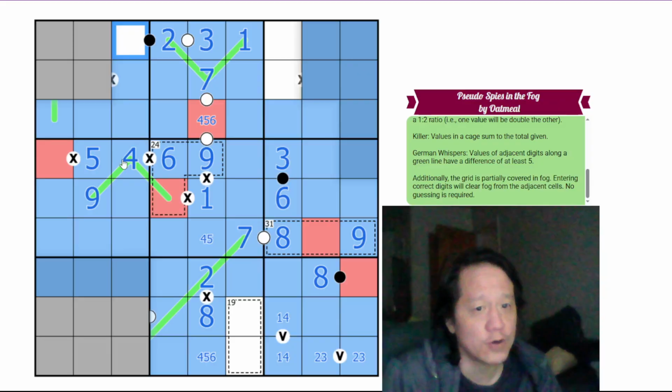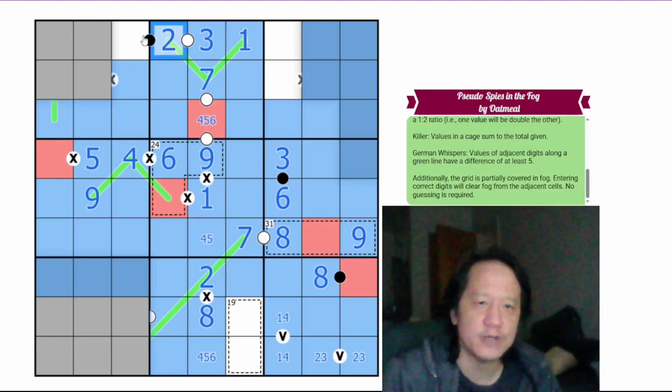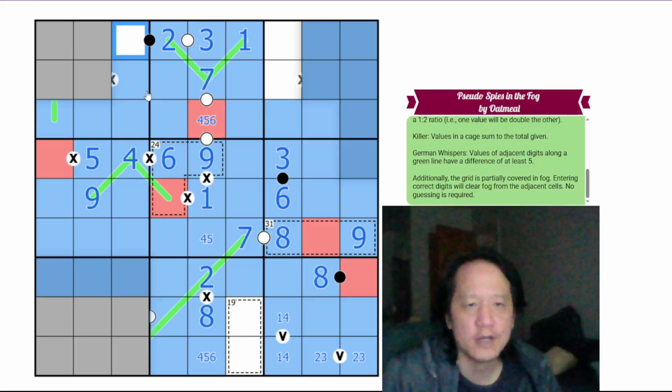This could be 4. Oh, this cannot be 4 as a normal digit. So therefore, to be in a 1-to-2 ratio, it must be a pseudo digit here because it can't be 1 and it can't be 4 as a normal digit. So this is a pseudo digit, which is 4. So the rest of the box cannot contain a pseudo digit. This is a pseudo digit, which eliminates pseudo digits in the rest of the column. No pseudo digit in that column. No pseudo digit here, so this must be a pseudo digit there. One of these two is a pseudo digit.